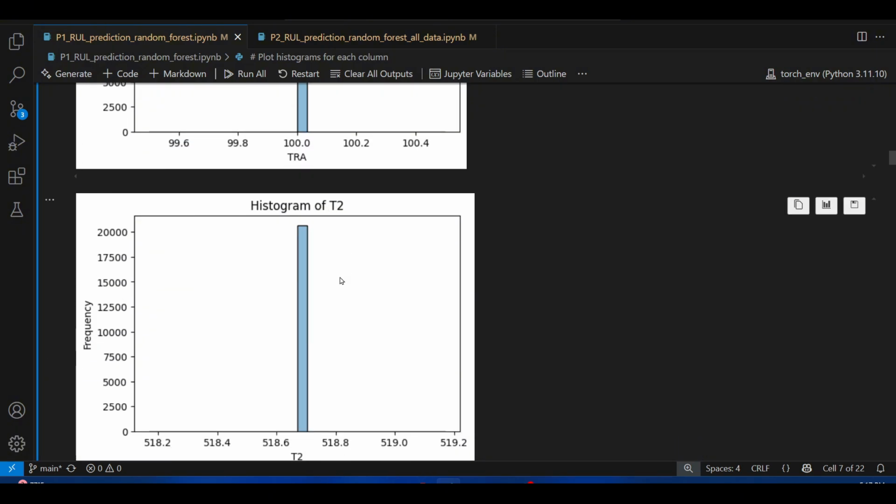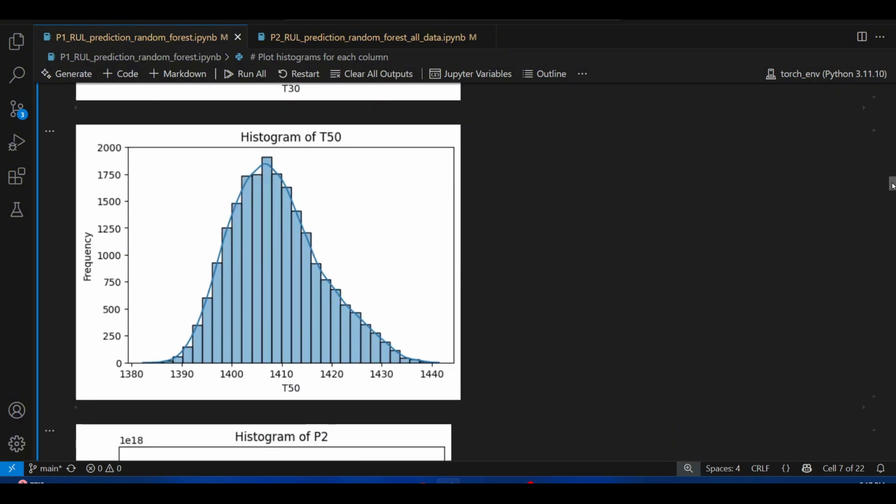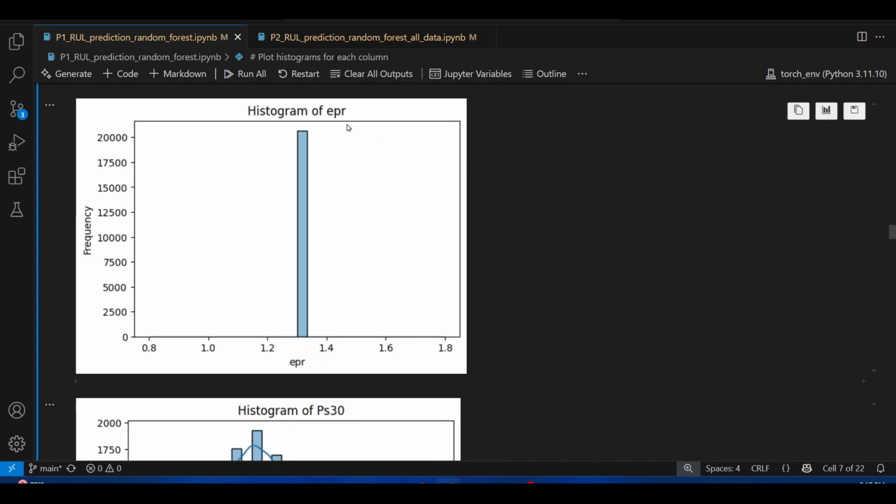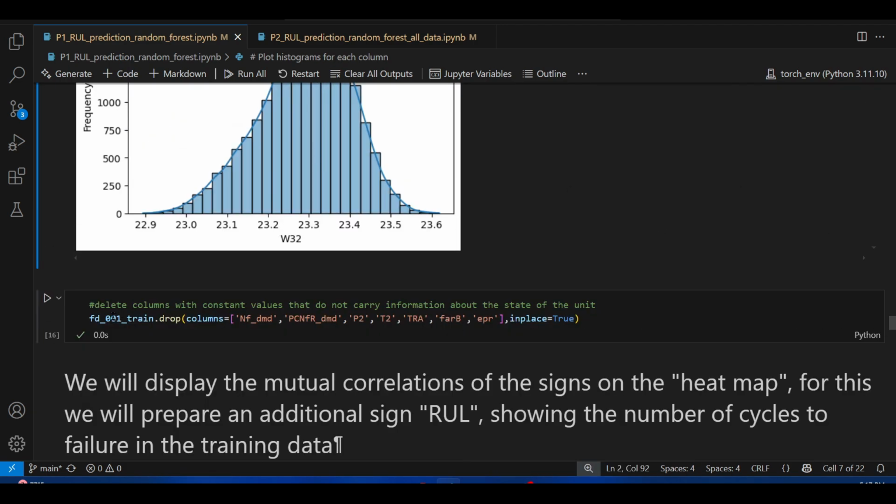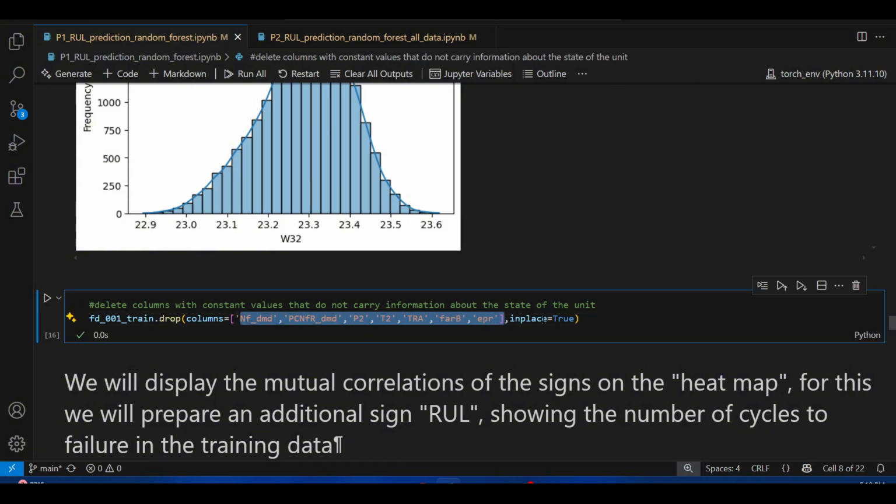So T2 also. There are a few features. Yeah. So is this one. So that's what I did. And I deleted the columns which do not contain any information for the prediction. Basically, those that do not change.